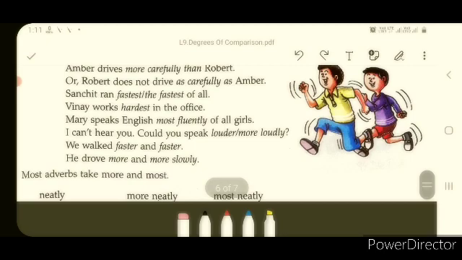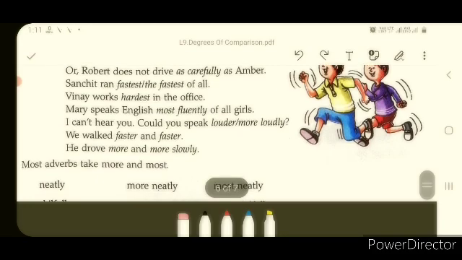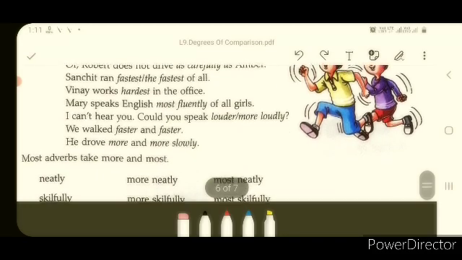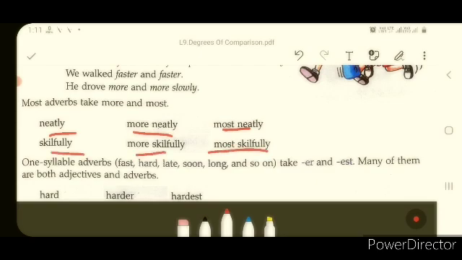So go through this example. Robert does not drive as carefully as Amber. Sanchit ran fastest of all, or the fastest of all. So on. Clear? So see, most adverbs take more and most. Neatly, more neatly, most neatly. Skillfully, more skillfully, most skillfully.